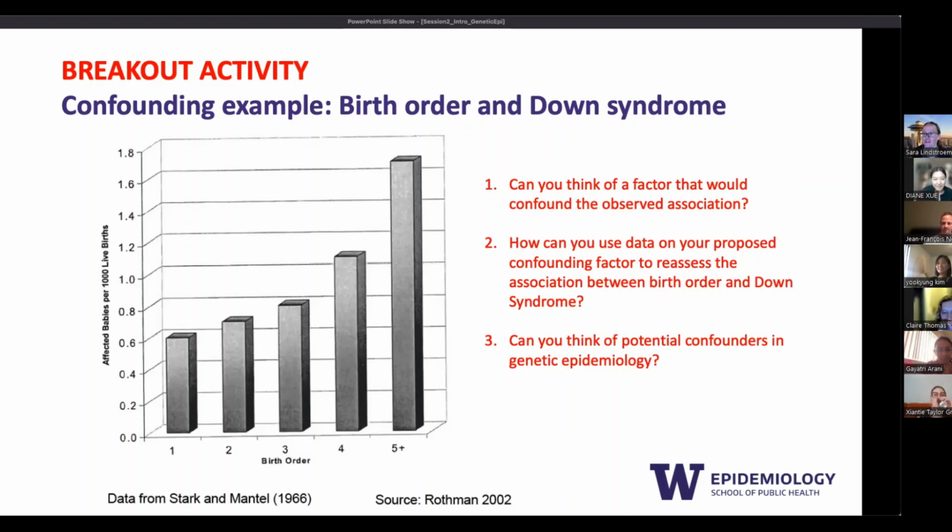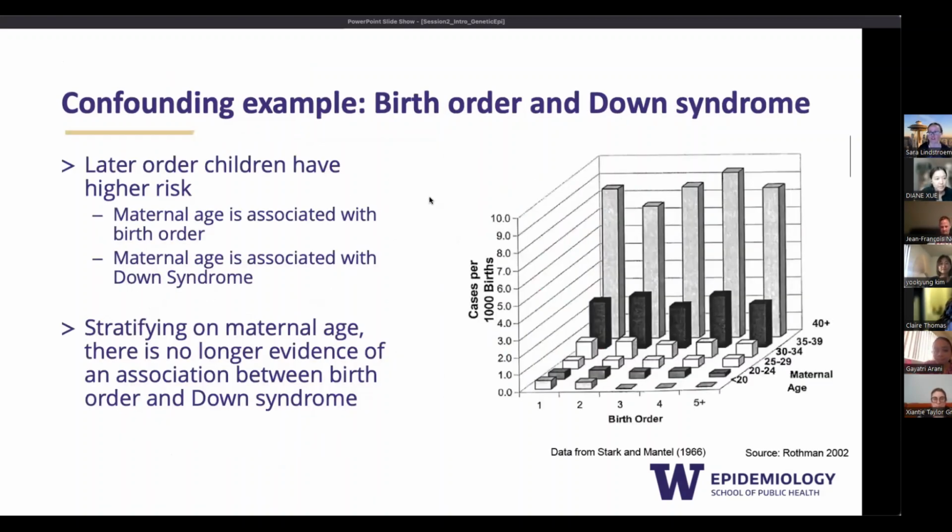Age. This is brilliant. Yes, you are all on the same page, which makes for less fun discussion, but it's great. That is the obvious confounder here. And this is what happens to the association when you stratify birth order and risk of Down syndrome by maternal age. As you can see, the association goes away completely.